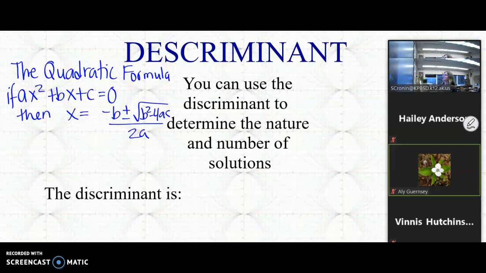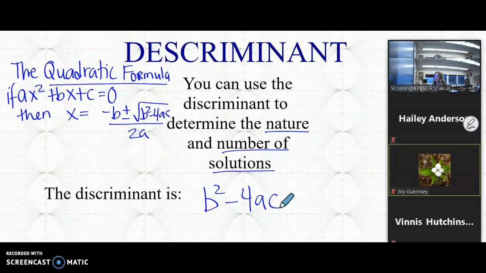Okay, so we're going to talk about something called the discriminant, which is part of the quadratic formula. The discriminant is going to help us figure out the nature and the number of solutions. So the discriminant is b squared minus 4ac. You guys should write that down.